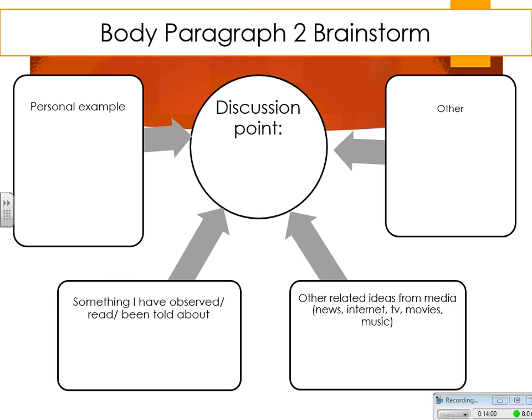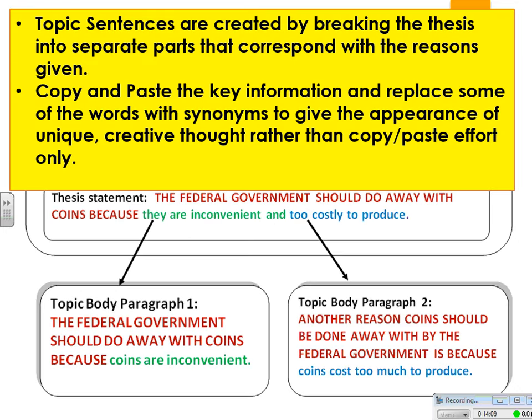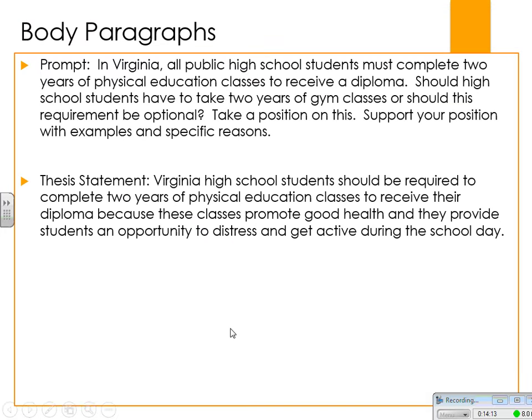Now, once you have brainstormed plenty of information for your body paragraphs and you already know how to create those topic sentences, then you're going to start putting it together. So I want to take a moment to kind of just go through the process of creating body paragraphs. On your screen here, you see a prompt that we have here. In short, the question that's being asked in this prompt is, should high school students have to take 2 years of gym classes to actually graduate, or should it be optional?